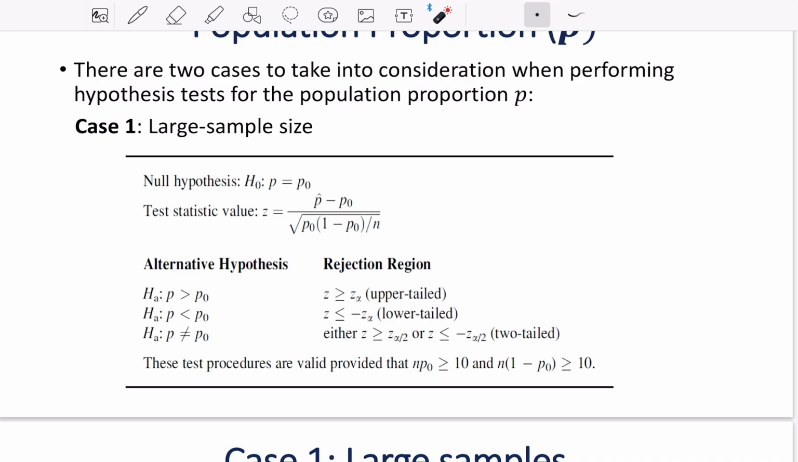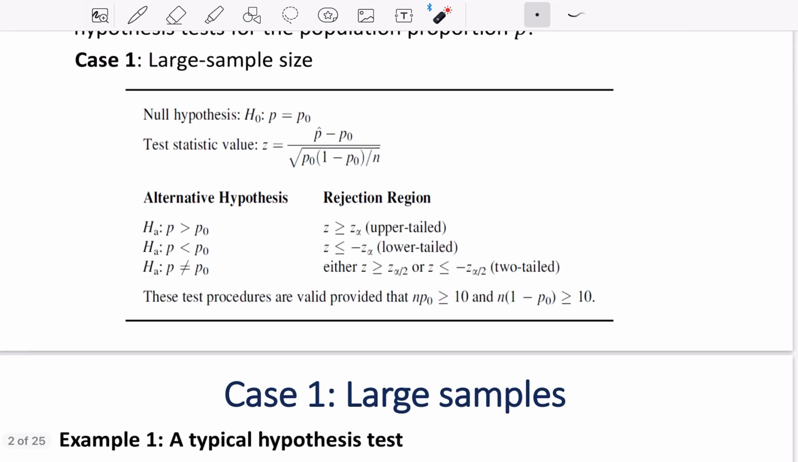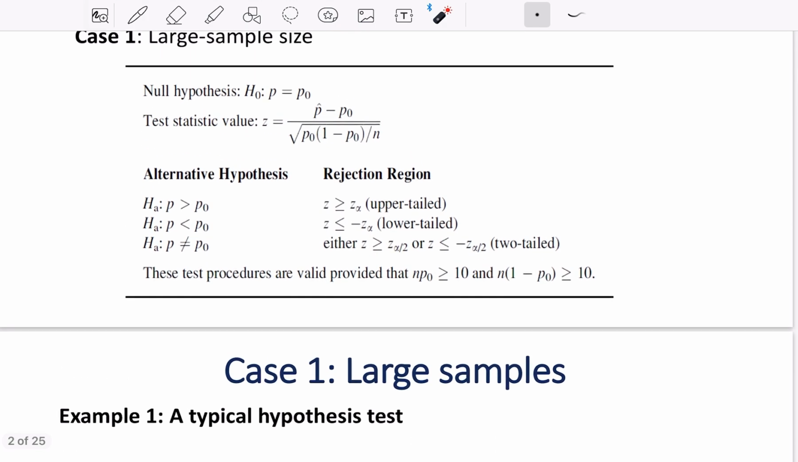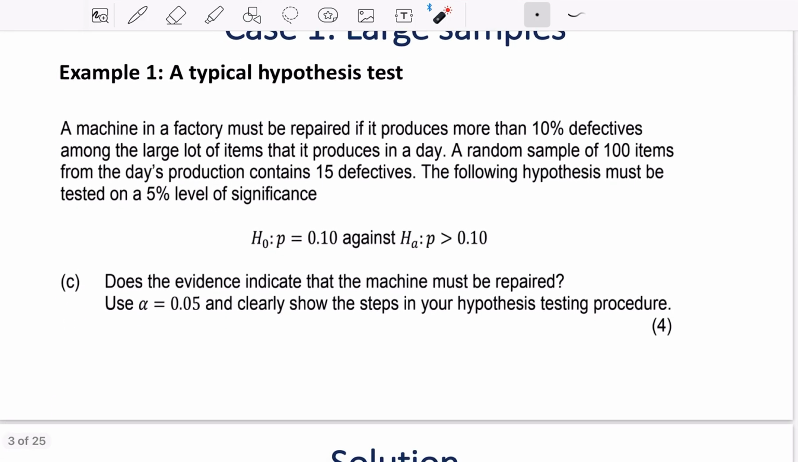Case 2 will be your binomial distribution, where you are directly modeling the number of successes using the binomial distribution. I'm going to give you an example for large samples. Remember, your test statistic is always p hat minus its expected value, which is p naught, divided by the standard error, which is the square root of pq over n. In this case, because you believe that p is equal to p naught, then you would have p naught times 1 minus p naught over n. So let's look at this example.